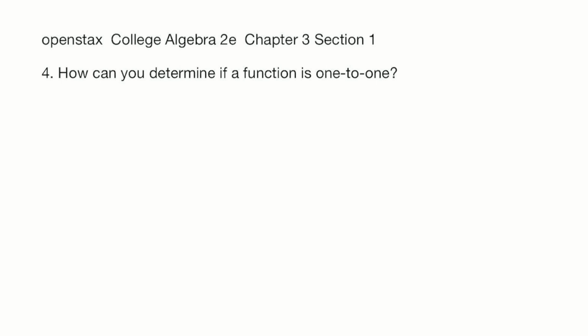So I would say verify that the relation is a function. And we do that by checking the inputs. Each input has to have exactly one output. And you can also do that by using the vertical line test.